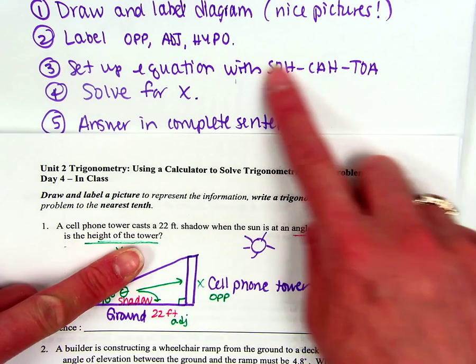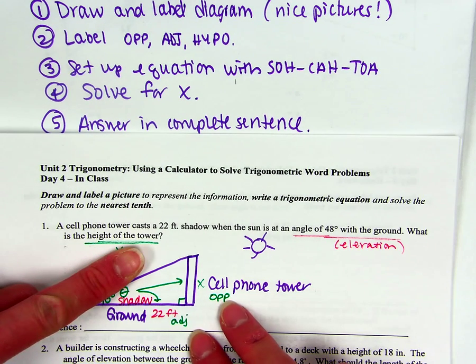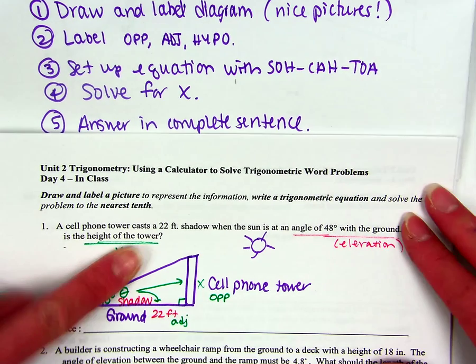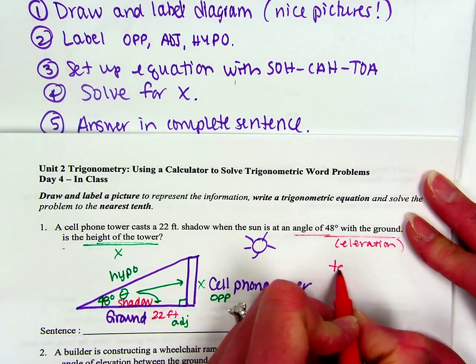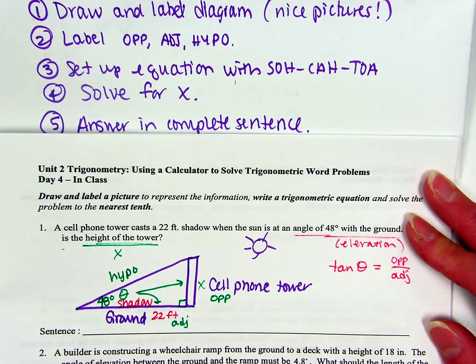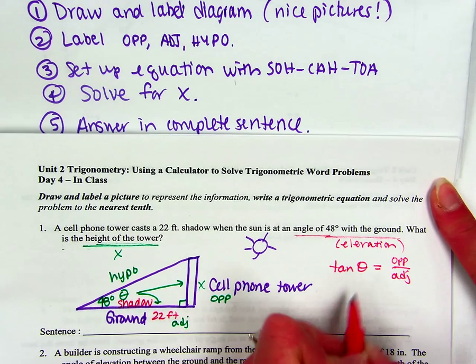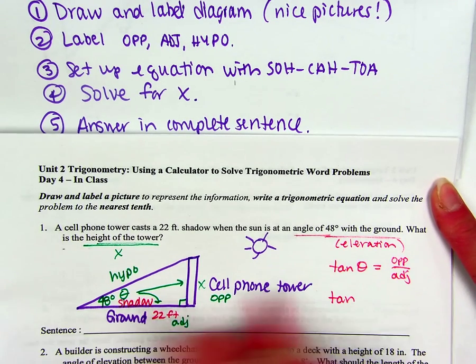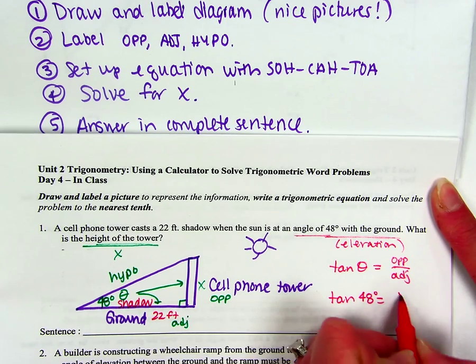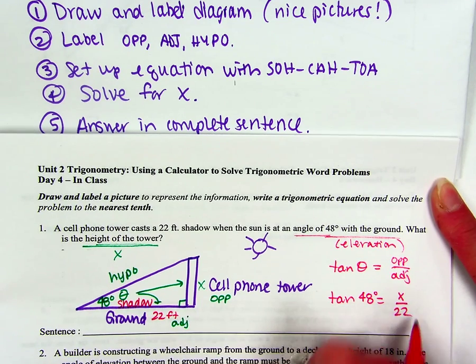So for step 3, set up an equation with SO, CA, or TOA. Well, which one has opposite and adjacent? I need the one that has O and A, so that's tangent. That tells me I'm going to set up tangent of theta is equal to opposite over adjacent, and I'm just going to fill in anything I know. So tangent, do I know the angle? Yes, that's 48 degrees. Opposite is x, and adjacent is 22.